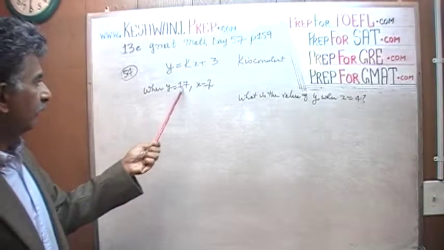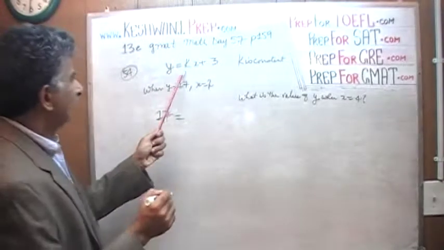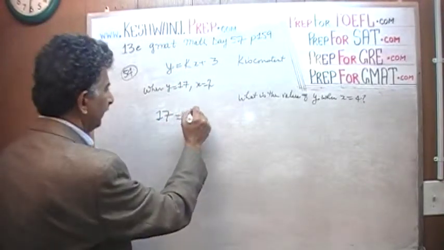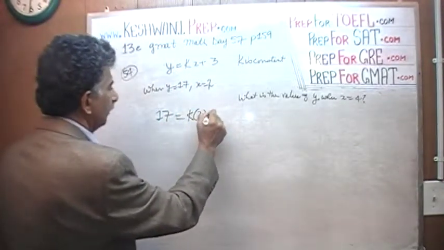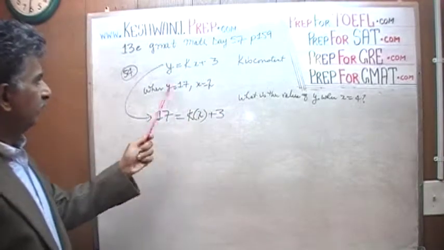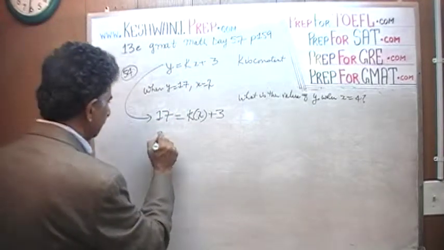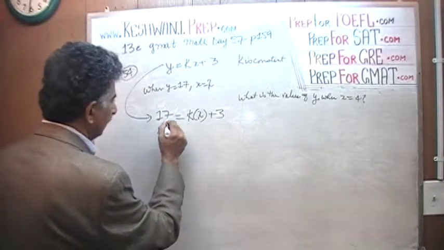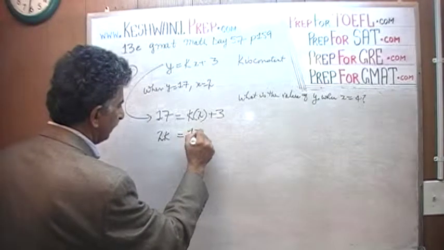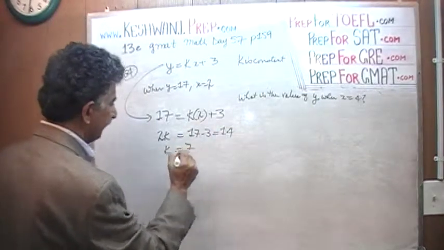Let's substitute 17 for y in this equation, so we get 17 equals k times x, which is 2, plus 3. We're simply putting in the values of x and y, replacing y by 17 and x by 2. So that tells us that 2 times k equals 17 minus 3, which is 14. And therefore k equals 7.